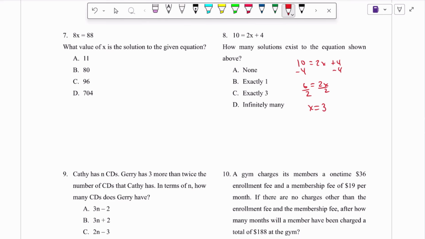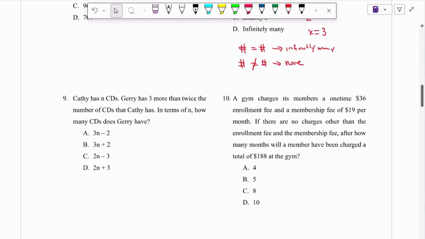Some things you need to know here. If you ever get a number equals a number, that means it's going to be infinitely many. If you ever get a number that doesn't equal another number, the answer is going to be none. And you're going to see that later on in this worksheet.